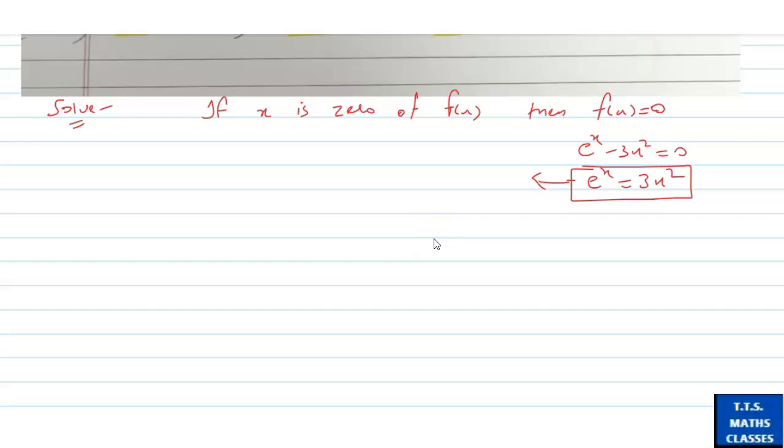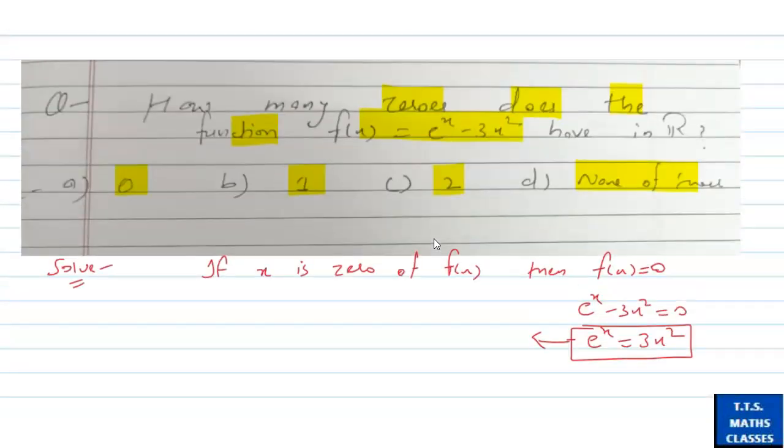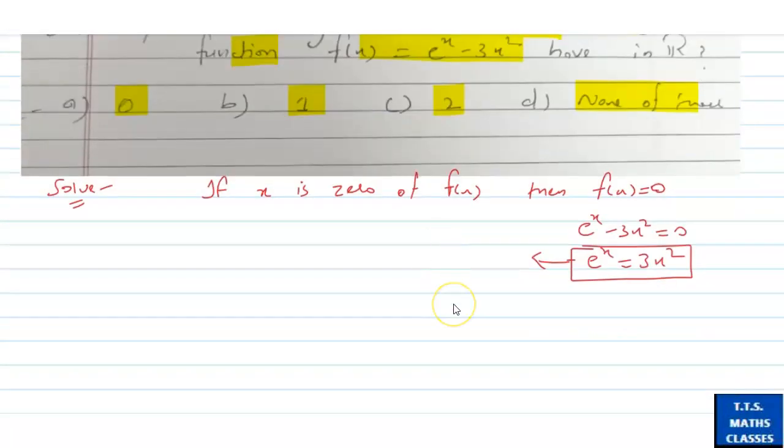the zero of this function is 1. So if they intersect at two or more points, then we can say the zeros of the function are 2 or more. So for it, you have to know the graph of e raised to power x.